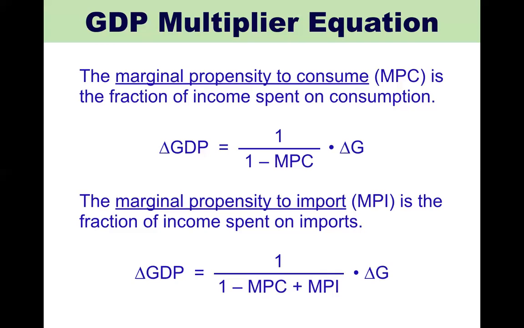We could also add in the imports. Here we see our denominator is 1 minus MPC plus MPI, which makes sense. Plus MPI because money that is spent on imports is going to go overseas. It's going to go into a different country, which means that it's going to multiply in that country. It's not going to be multiplying in Canada. It's been sent out of Canada. It's been sent out of the country. So there we see that plus MPI. So 1 minus MPC plus MPI.